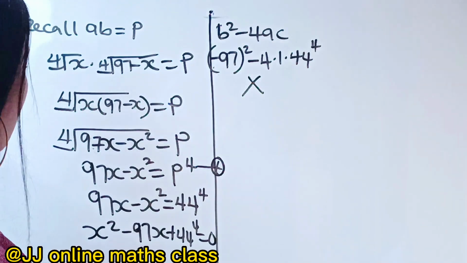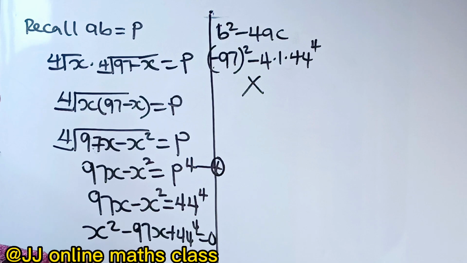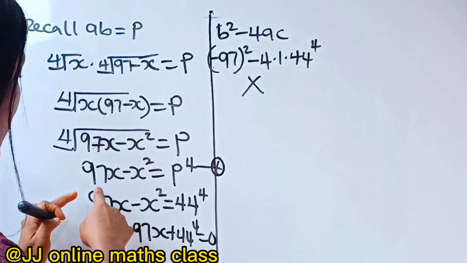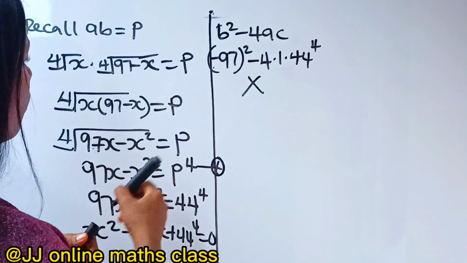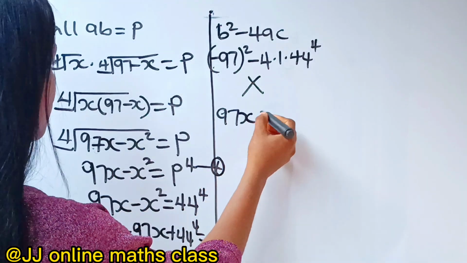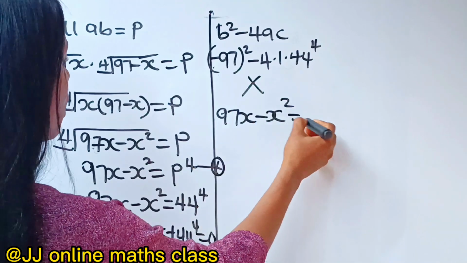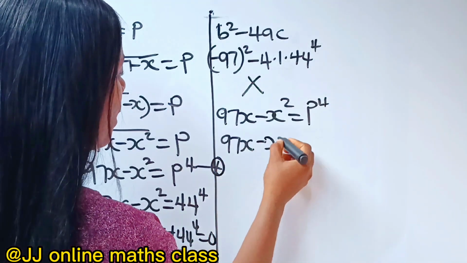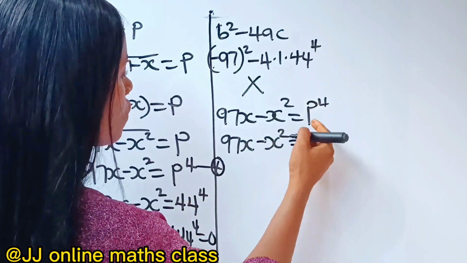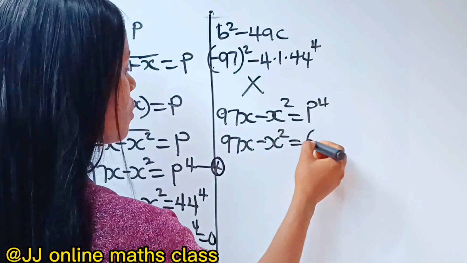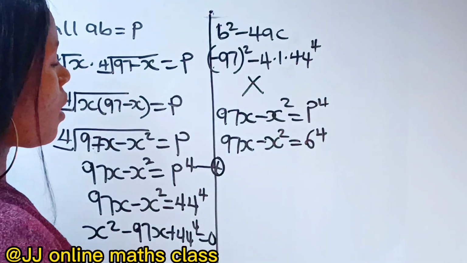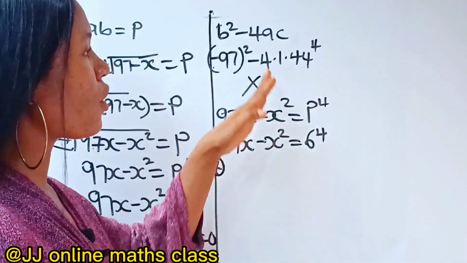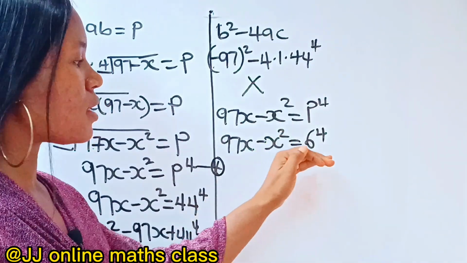All right. Now let us solve for the other value of p, which is 6. So we can now write, remember this particular equation, that 97x minus x squared is equal to p to the power of 4. So that means that 97x minus x squared is equal to, now this time our p is 6 to the power of 4. Without being told, if we put this into this discriminant, we are going to get a positive value. So that means that this is solvable.